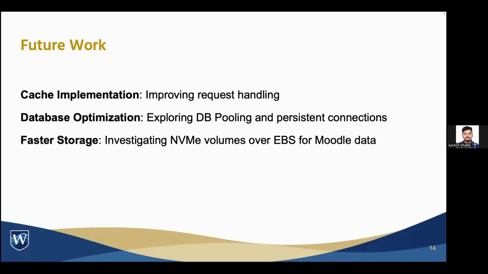The experiments were conducted on Amazon EBS volumes. Maybe we can investigate NVMe volumes, which offer faster data access speeds compared to traditional storage like the one we used, Amazon EBS. These optimizations will help us improve Moodle's overall performance, especially as user demand increases.